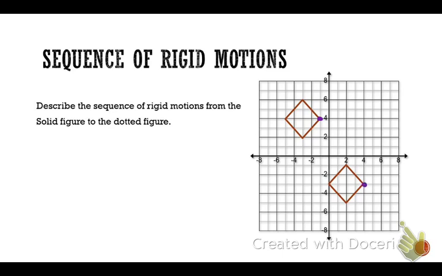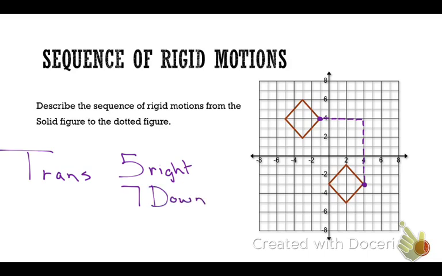Corresponding points on both figures. And you count. 1, 2, 3, 4, 5. 1, 2, 3, 4, 5, 6, 7. This means translation. Okay, I'm just going to abbreviate because we're in a hurry. 5 right and 7 down. Okay. All right. Any questions on describing a sequence of rigid motions?